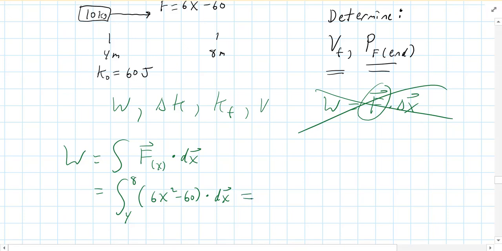Now we're going to use our power rule. So 6x squared becomes 6x cubed, you add 1 to the exponent and divide by that new exponent. And then it's 60x to the 0. If I integrate that, that becomes 60x to the 1 over 1. Now I'll rewrite this. The first term becomes 2x cubed, and the second term becomes 60x, and we are evaluating that from 4 to 8 meters.